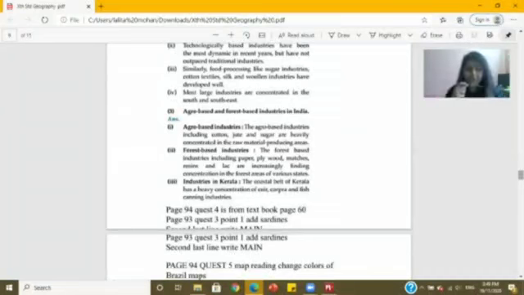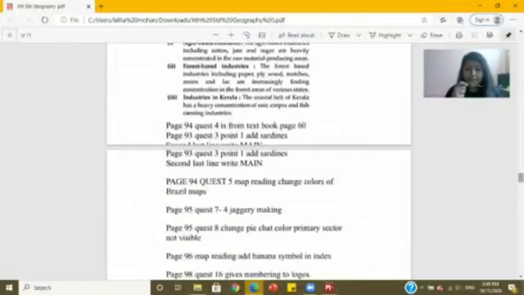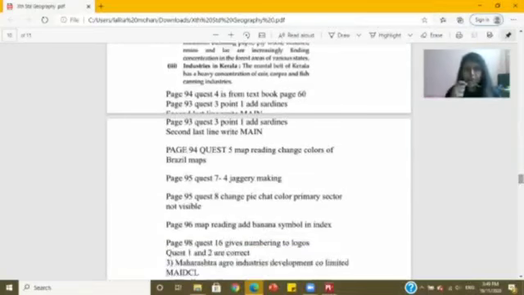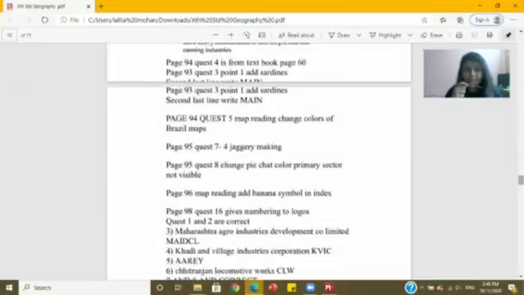Page 94. Question number 4 is from textbook, page number 60. Page 93, question 3, add sardines. Second last line, write main, M-A-I-N. Page 94, question 5, map reading. We have to change the colors of Brazil maps. Page 95, question 7, 4, jaggery making. Page 95, question 8, change pie chart color.